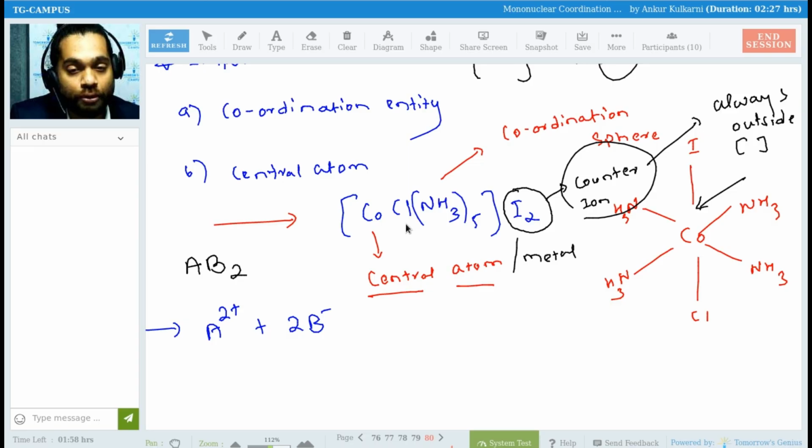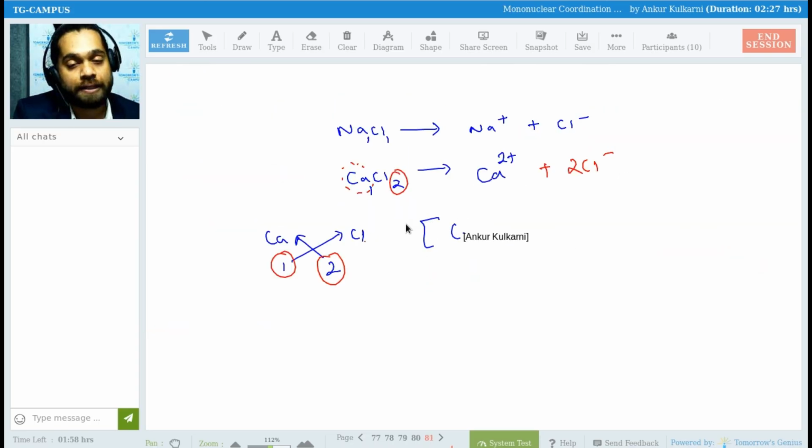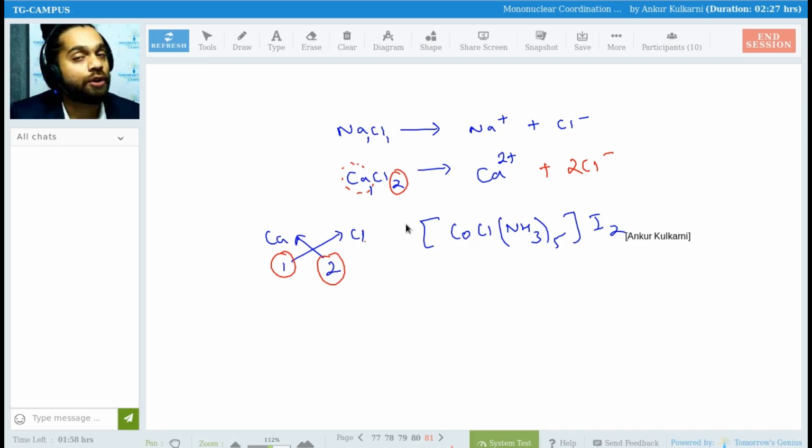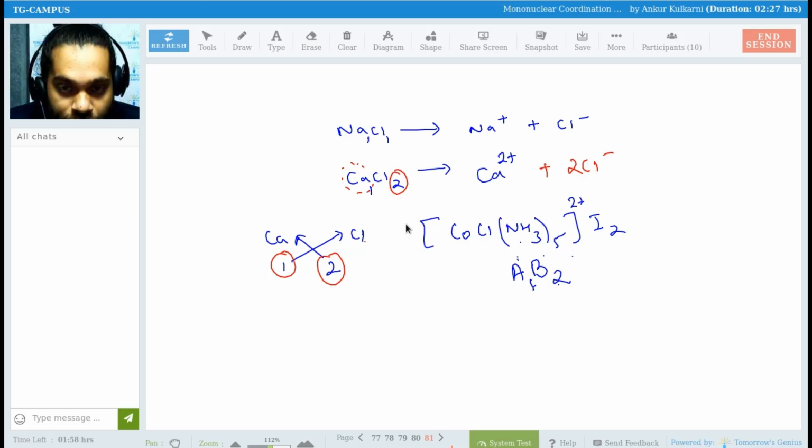Look over here, do not mute yourself. Suppose I have a complex like this, what I have drawn on the previous page: [Co(NH3)5Cl]I2. Your whole bracket, Anthony, is considered as A, and your I is considered as B. So it is AB2, just like your CaCl2. How will it dissociate? A will get 2 plus charge, and B will get -1 charge. So that is why your A has 2 plus charge. Getting it now? Yes, sir. Got it, sir. Okay, let us go ahead.